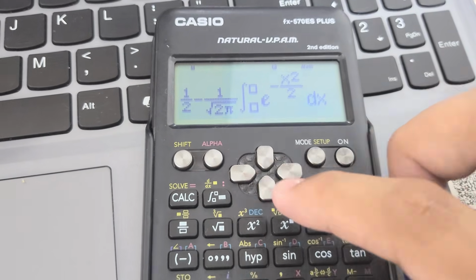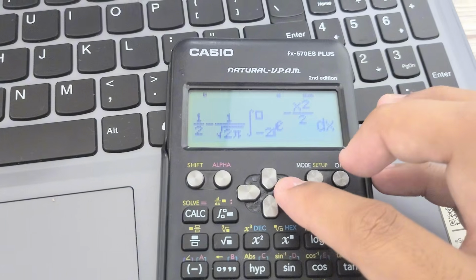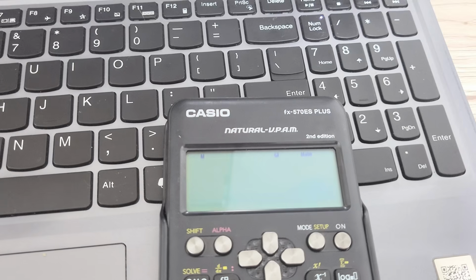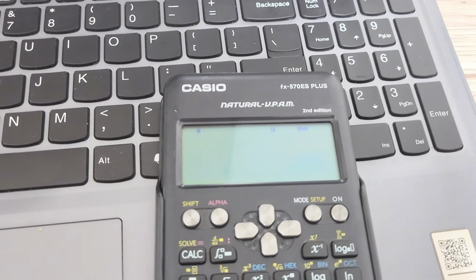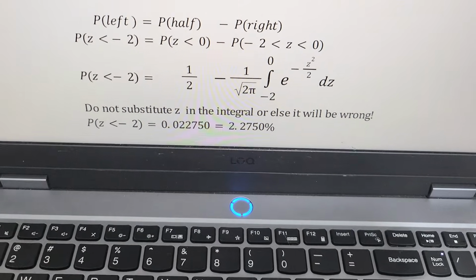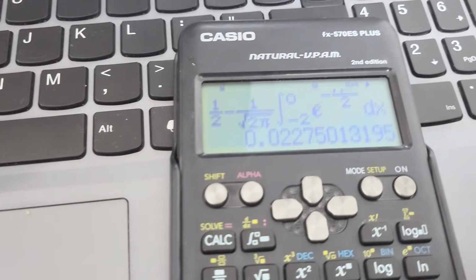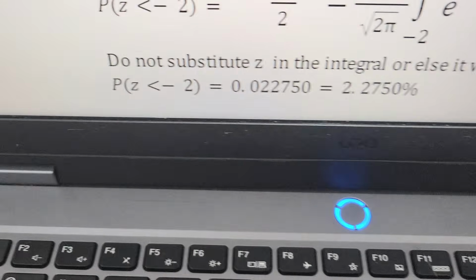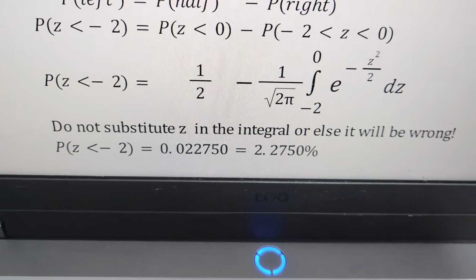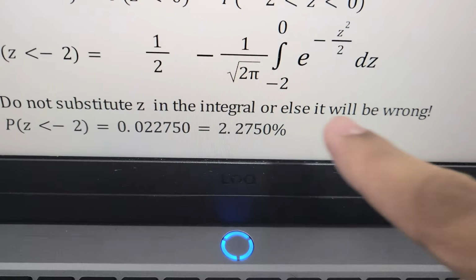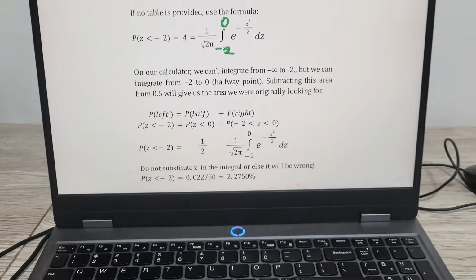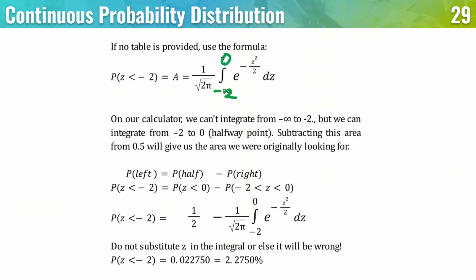Next, the lower bound is going to be -2 and the upper bound is going to be 0. It might take a while to calculate, but it should give you the answer 0.02275013195. If you are instructed or if you prefer expressing your value as a percentage, simply multiply it by 100. So that is the final answer for the continuous probability distribution.